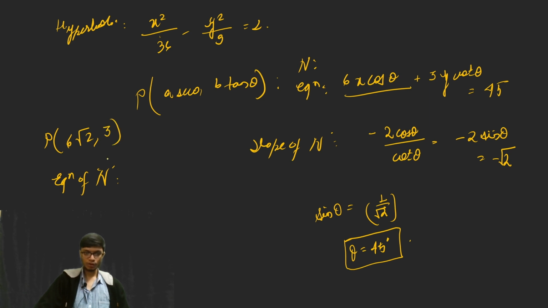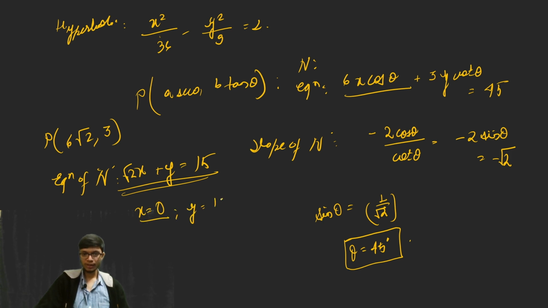So at the point (6√2, 3), the equation of the normal will become √2x plus y is equal to 15, by putting back the theta value. If we have this particular equation and we have to find the y-intercept, that means we set x equal to 0, so y is basically equal to 15. That means the k value is equal to 15.